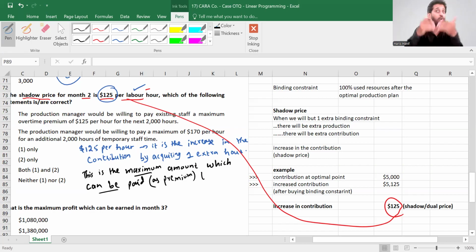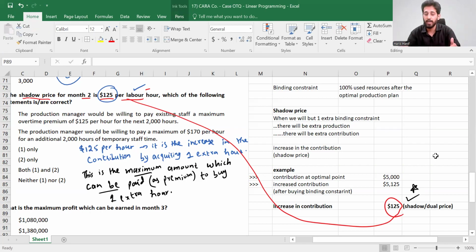I mean, you can call it overtime premium to buy one extra hour. So this is not only in the case of labor, this is in the case of material as well, that this 125 is the shadow price, and shadow price means that this is the maximum amount which can be paid above the existing rate, right?